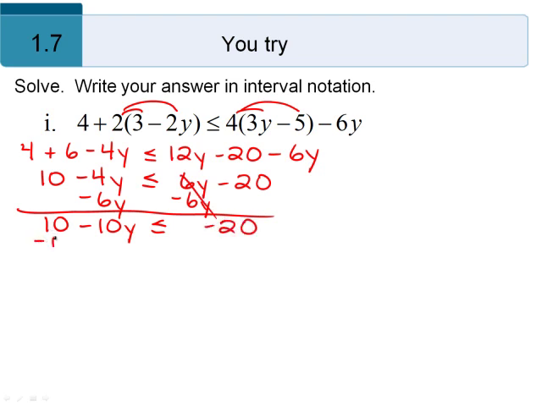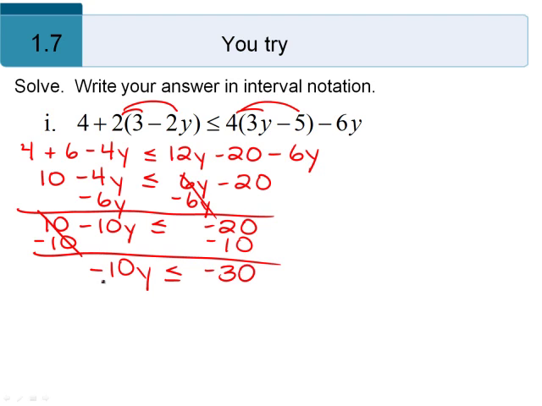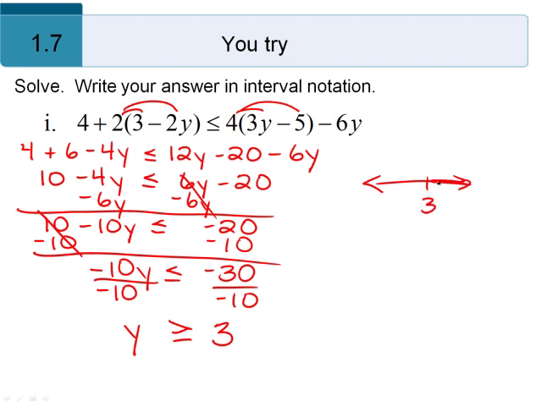Now get rid of the 10, so subtract 10 from both sides. Those cancel. Negative 10y comes down. It's less than or equal to negative 30. And now divide by negative 10. That's right, change that inequality sign. So y is greater than or equal to 3. So interval notation. Here we go. Here's our number line. Here's 3. Okay, greater than is to the right, with the equal to being a bracket. Okay, so that interval starts at 3 and it goes all the way out to positive infinity.